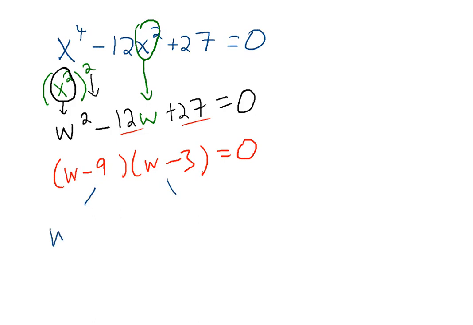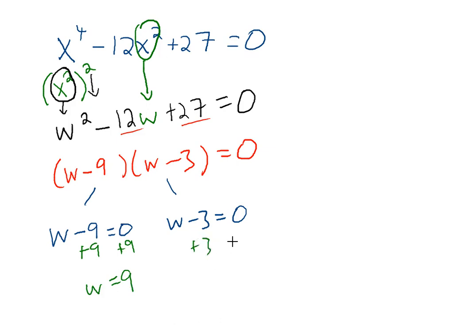Now that we factored it, we'll set each factor equal to 0. So we get w minus 9 equals 0. We get w minus 3 equals 0. And then solve for w by adding, in this case, 9 to both sides. And we get w is equal to 9. And adding 3 to both sides here gives me w equals 3.